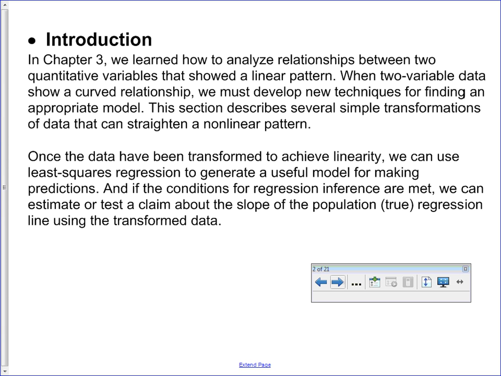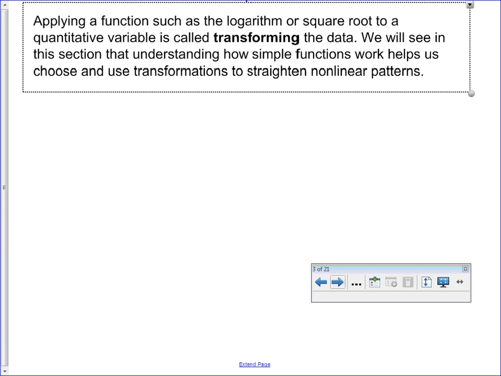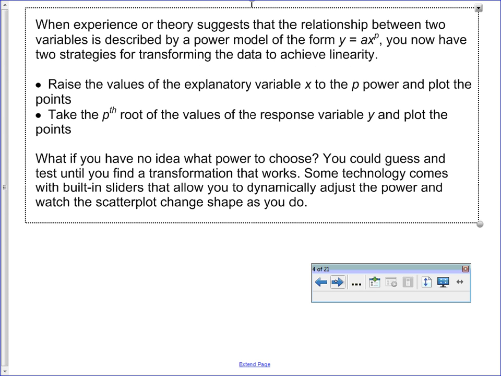So what we're going to do here is talk about it. We're going to mathematically transform the data. We're going to talk about how we do that. Applying a function such as a logarithm or a square root to quantitative variables is called transforming the data. So we would take our data, input it, and then to all the x's or all the y's, we would do something. Take the square root, square it, take the log, something like that. And it'll straighten nonlinear data.